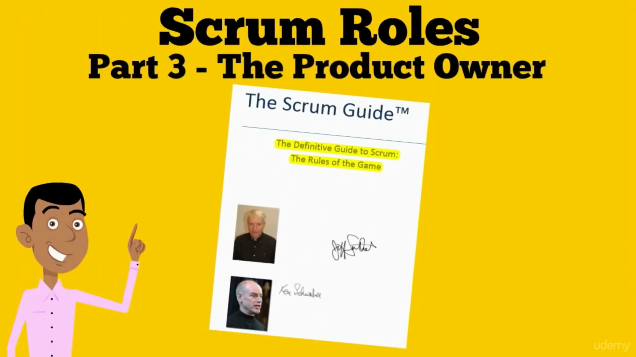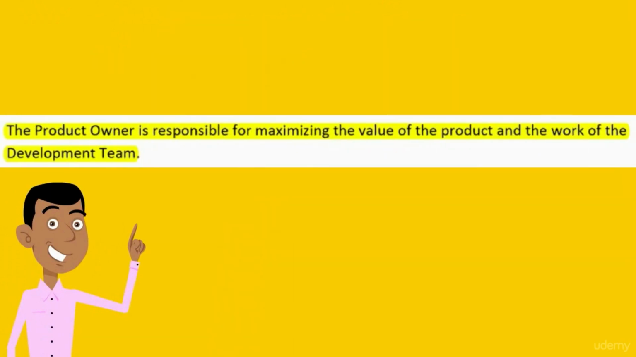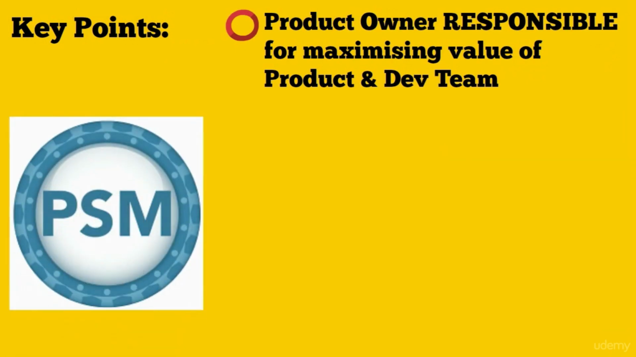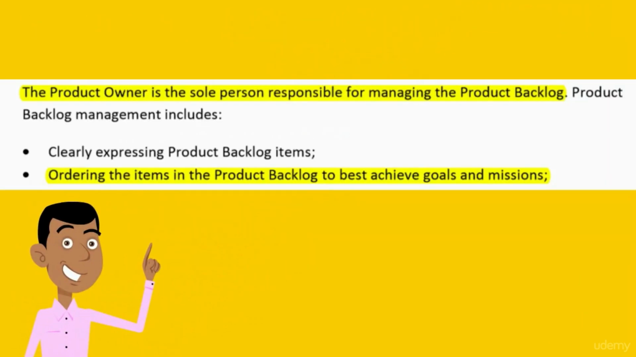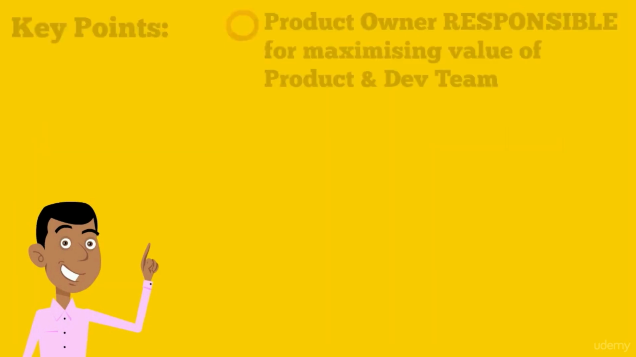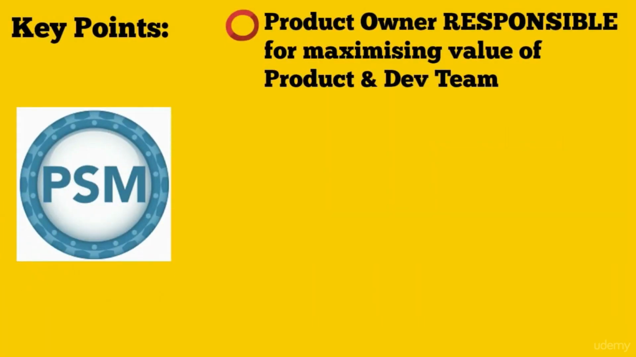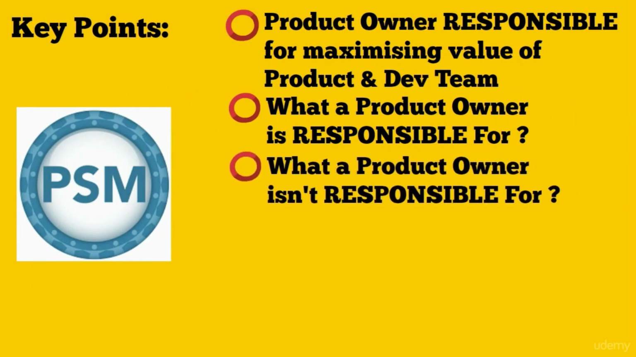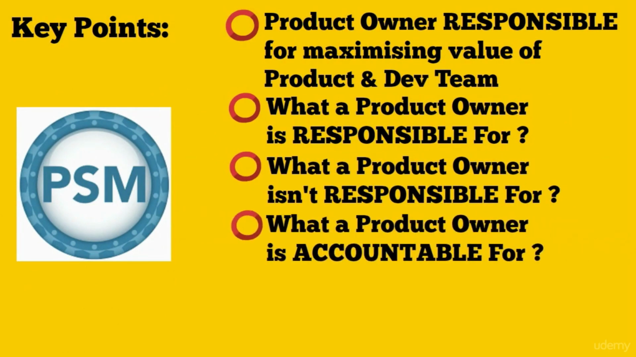The product owner. Now, the product owner is responsible for maximizing the value of the product and the work of the development team. So this is one of those things that I know came up in one of the exams that I sat. So I'm really drawing attention to the definition of things here. So you can see in the Scrum Guide the way it's defined, and because a lot of the time the questions that come up in the exam are likely to be based around what a product owner is responsible for and isn't responsible for or accountable for.